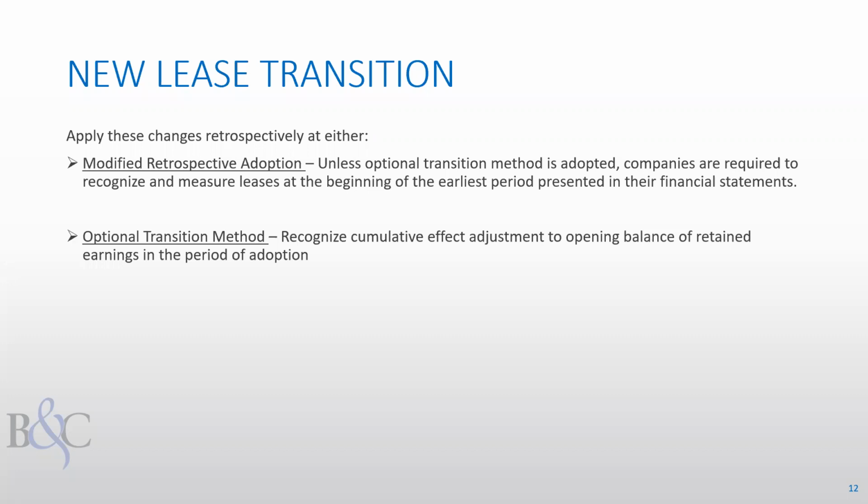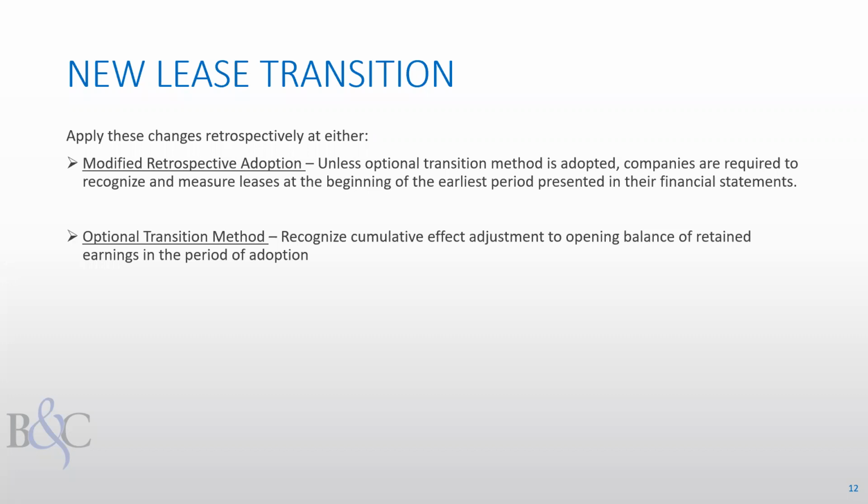The second method, which tends to be probably the most popular method that we see in our client base right now, is the optional transition method. This is to recognize the cumulative effect adjustment to opening balance of retained earnings in the period of adoption. So if you're December 31st year end, this would be January 1st, 2022. The reason this is more popular is it's easier to adopt in the current year instead of calculating the liability for last year, reviewing leases that were in existence last year, etc.